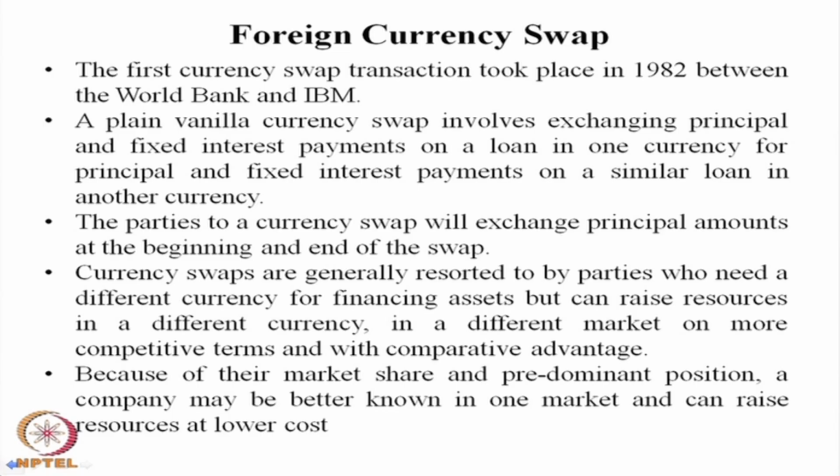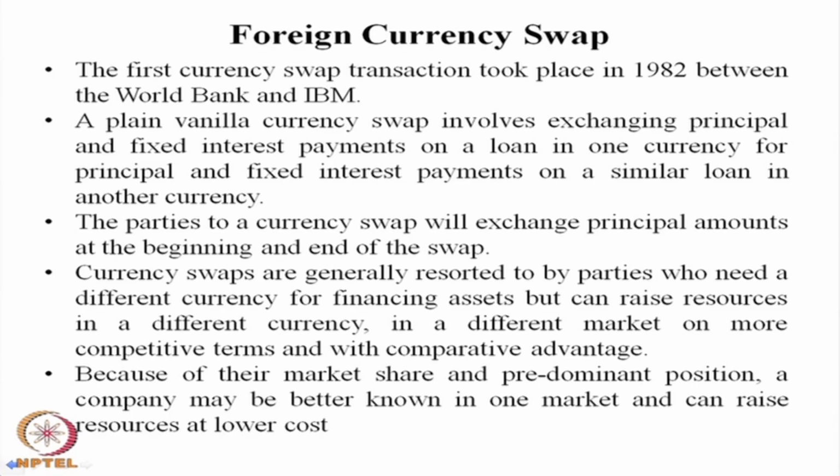In the currency swap, the payments involve the fixed principal payments and also the variable interest payments. The parties to a currency swap will exchange principal amount at the beginning and end of the swap. When the swap actually takes place, at the beginning of the swap, the two parties exchange the principal, and at the end of the swap, the two parties reverse the transaction and exchange the same principal again. However, until the validity of the swap, they exchange the cash flow, which is nothing but the interest payment.